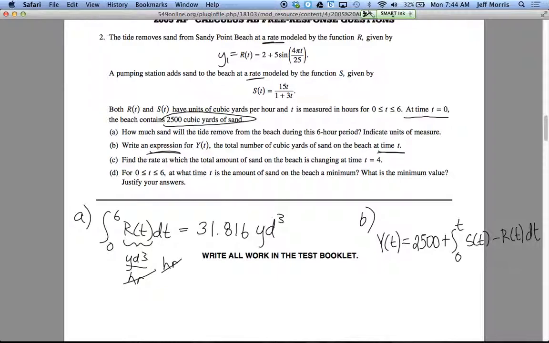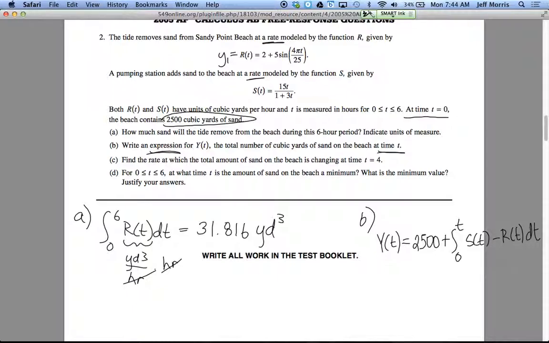Let me tell you where you got your points. You'd get 1 point for the 2,500 for knowing how to use the initial condition. You'd get 1 point for the 0 to t. And you'd get 1 point for the integrand S of t minus R of t dt. Now, let me go ahead and clarify something, because some of you are probably already looking at it and saying, we've got a t here and we've got a t here. I don't know which t's for which.